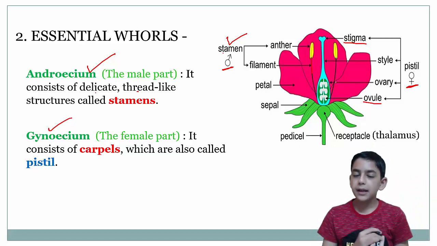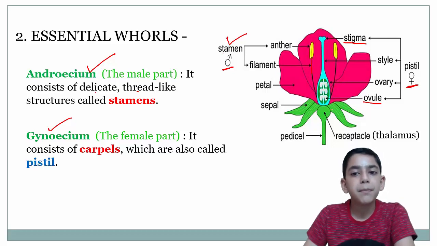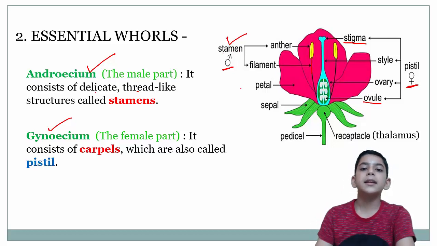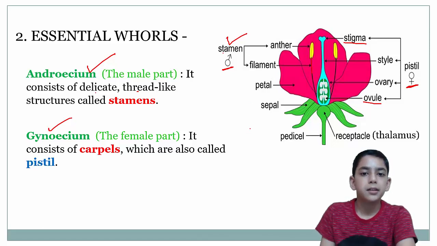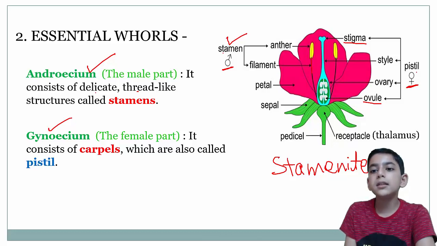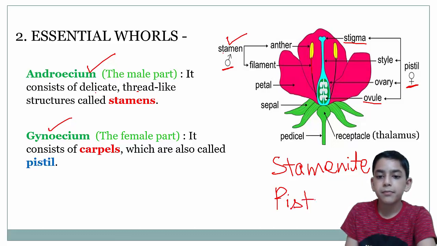Typical or complete. If it contains only the male reproductive organs, which are the stamens, then it is called staminate. And if it contains only the female part, then it is called pistillate.